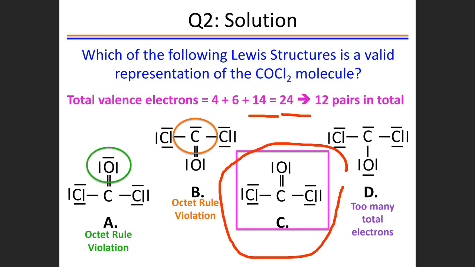And the total valence electrons: 4 plus 6 plus 14 equals 24. Now you can ask why 14? There are 2 chlorine atoms. For 1 chlorine atom, 7. Then for the 2 chlorine atoms, 14. Oxygen 6 and carbon 4.